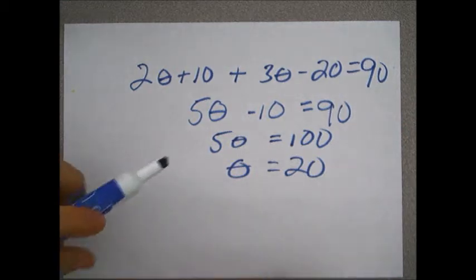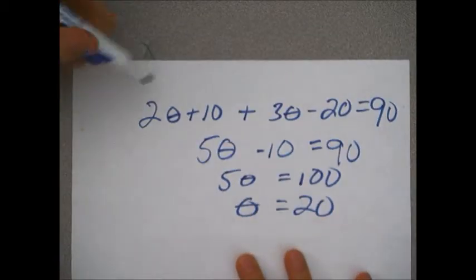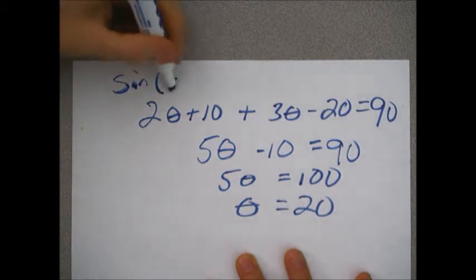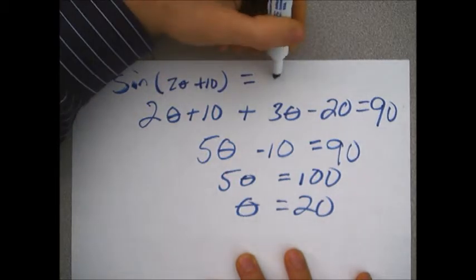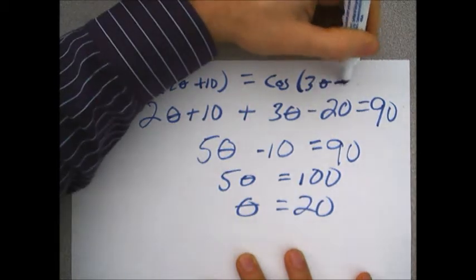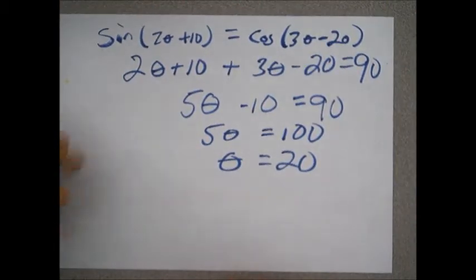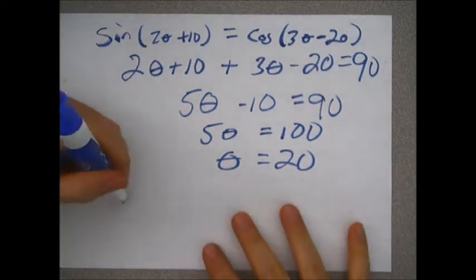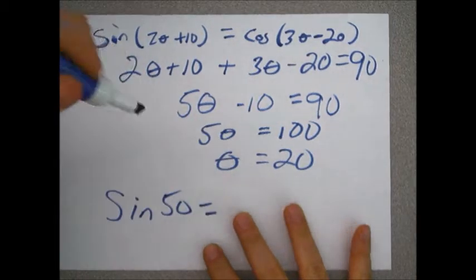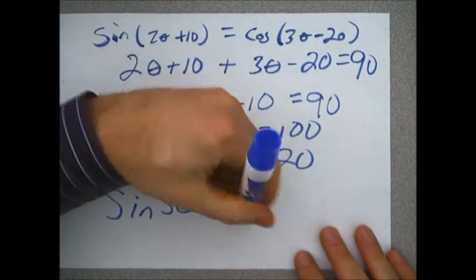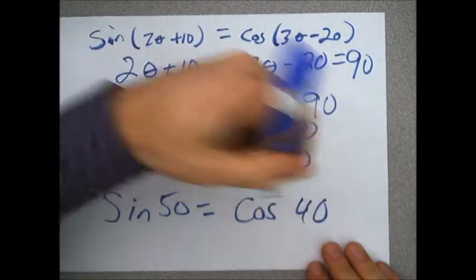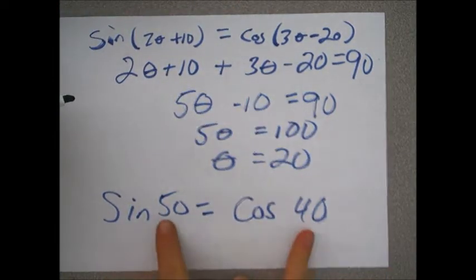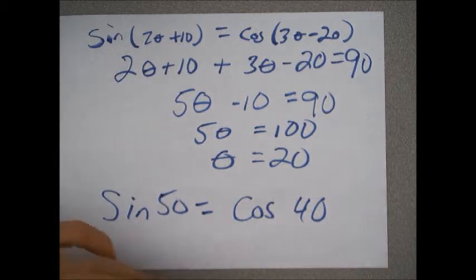So go back to the original problem there on number 4, which was, let me write it up top here, sine of 2 theta plus 10, and it was equal to cosine of 3 theta minus 20. So when I plug in for theta, what do I get here on the left? 2 times 20 is 40, and 10 more, so that's going to be sine of 50 is equal to, and what do we get on the other side? Cosine of 40. And that should make sense, right? Cofunctions are sine and cosine. They add up to 90, so that shows you that you solved correctly for theta. Make sense? Okay.